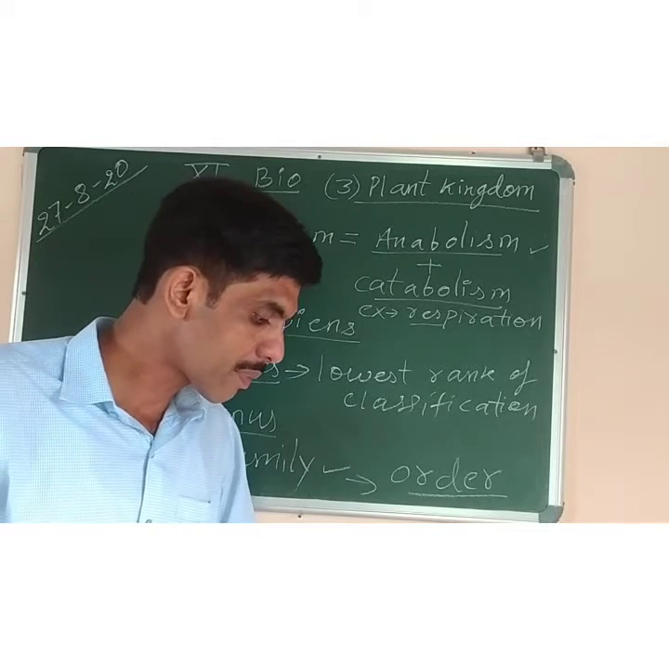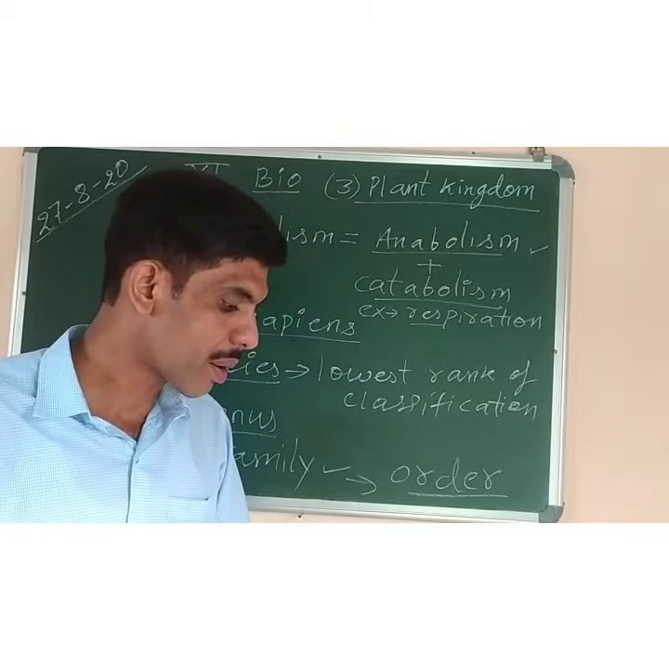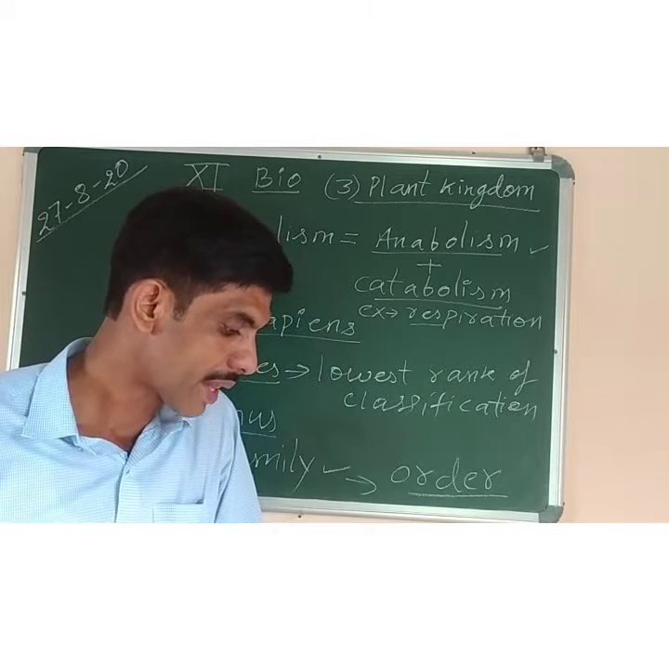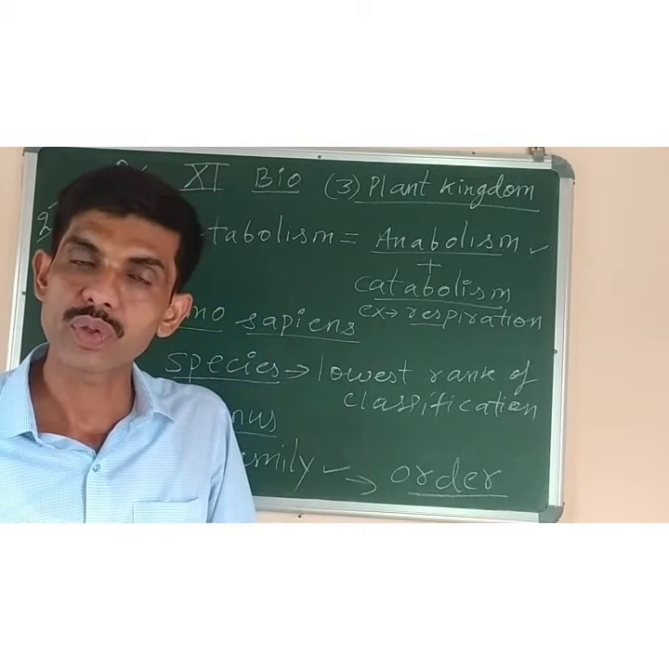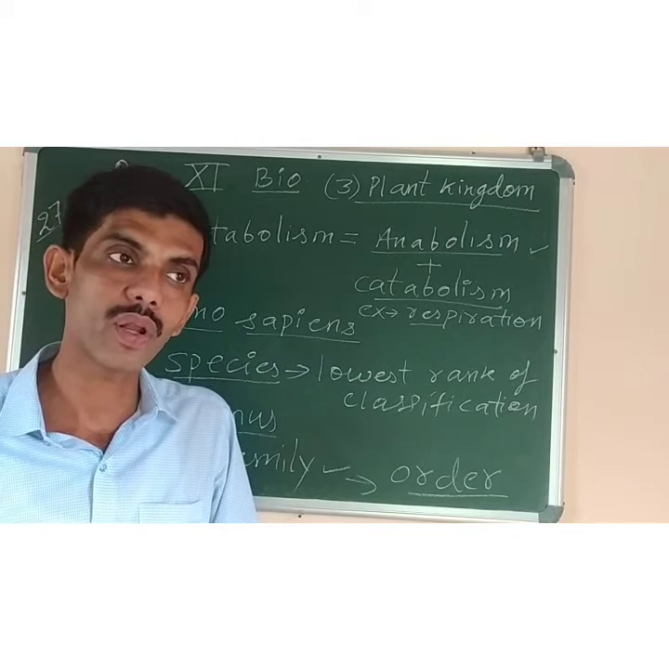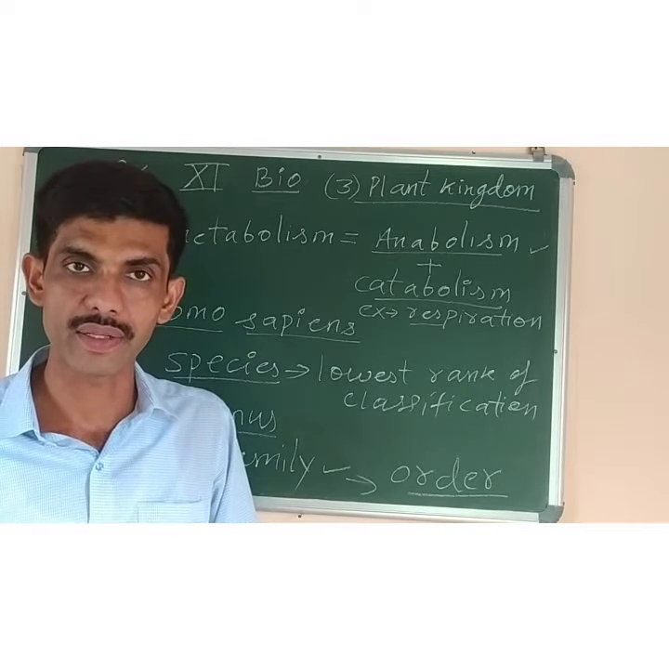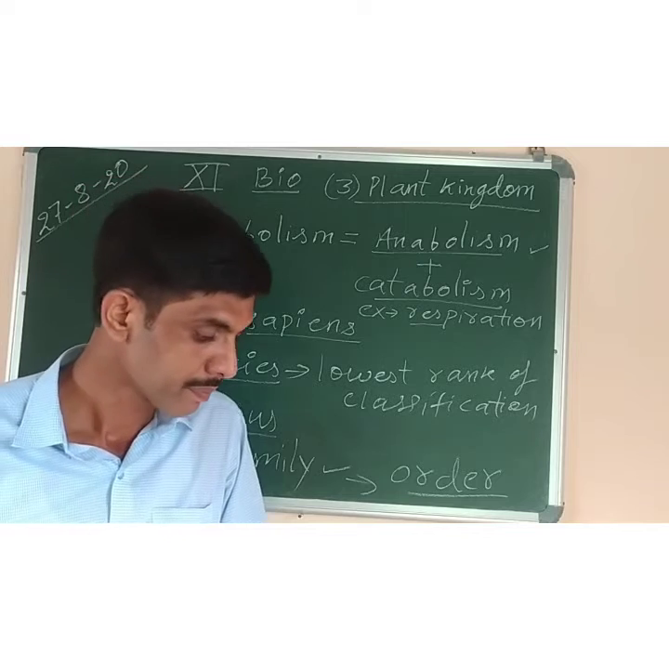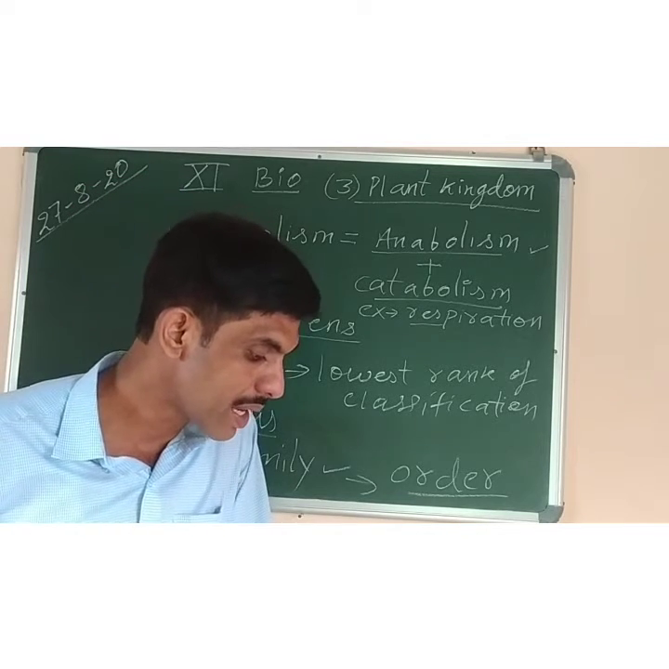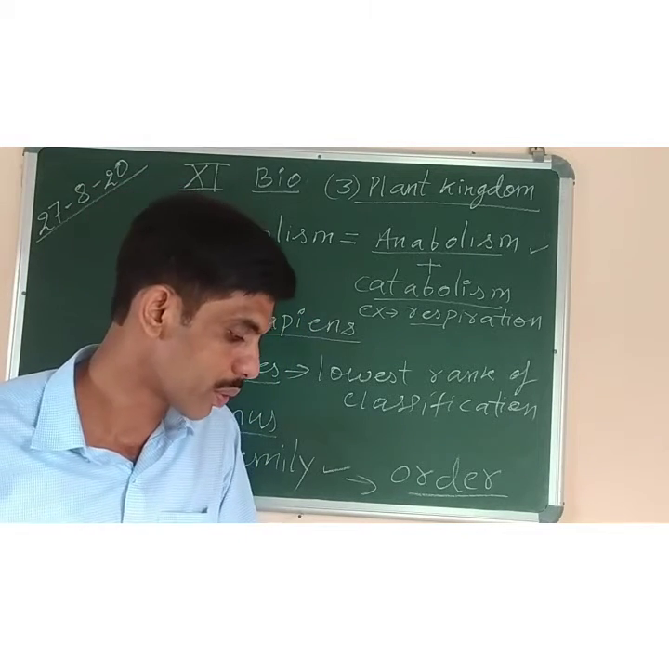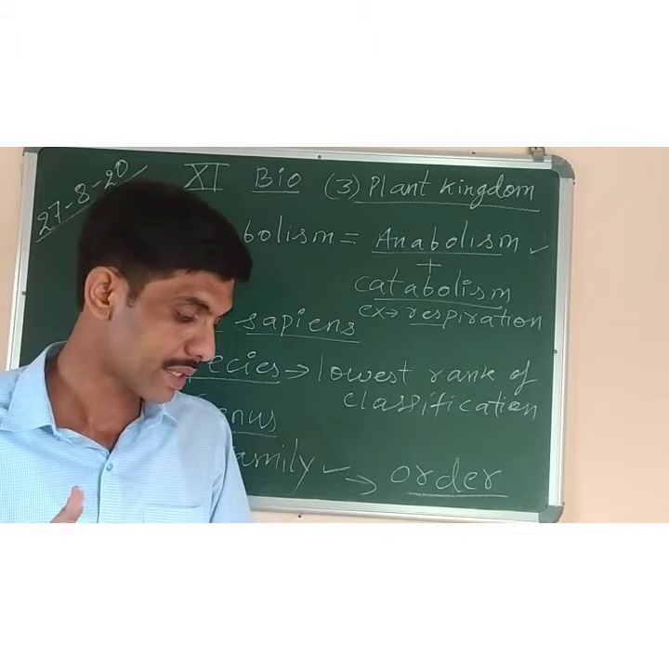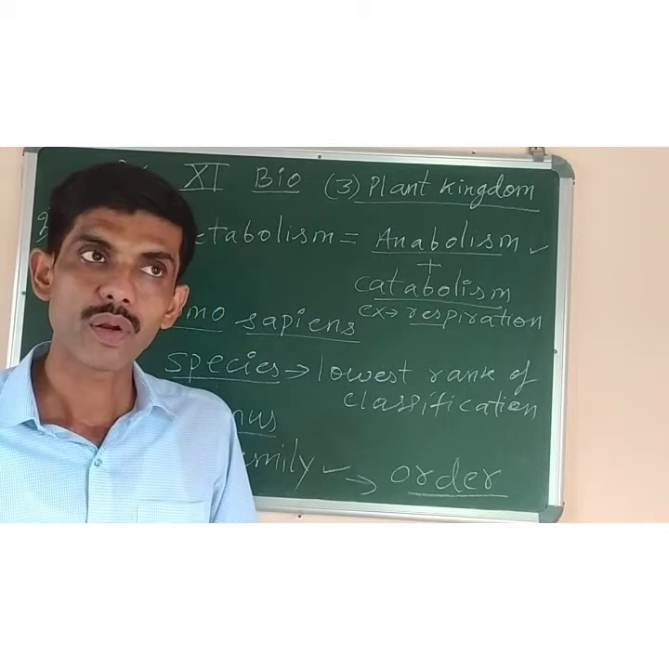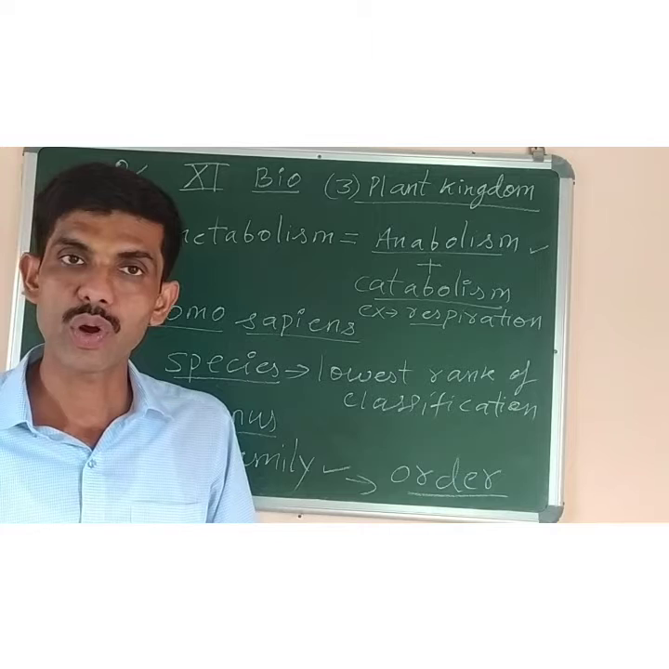Like order Primata consists of monkey, gorilla, gibbon, and they are placed in one particular class, that is Mammalia. Why? Because all of them show certain common characters, that is they are warm-blooded animals. Then next one, class Mammalia has other orders also. Phylum is the largest, or a group of closely related class is called phylum.